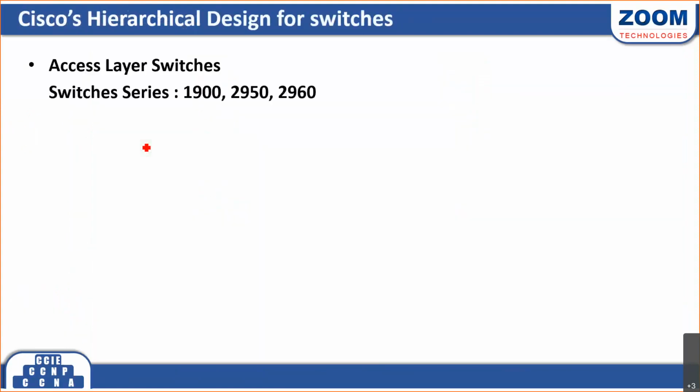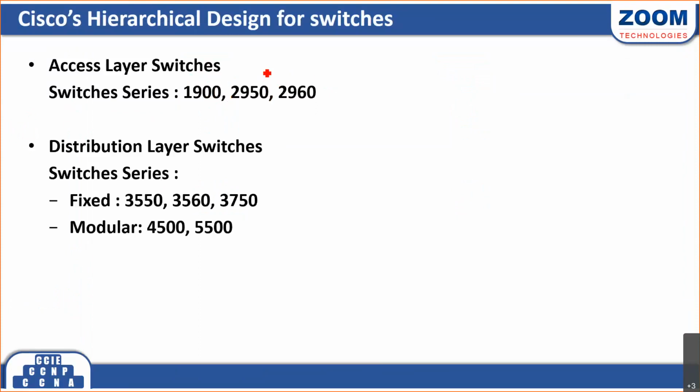But how can I identify which are layer 2 switches and which are layer 3 switches? By the model numbers. Switch series 1900, 2950, 2960 are access layer. Distribution layer switches are fixed and modular switches, and core switches are the 6500 series.